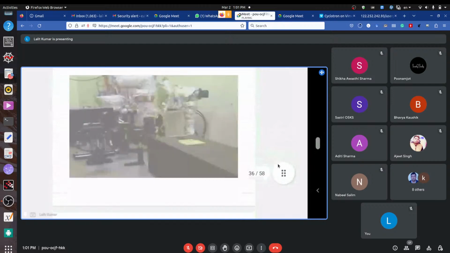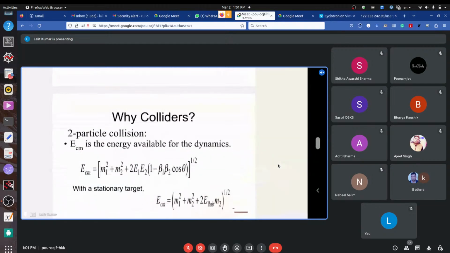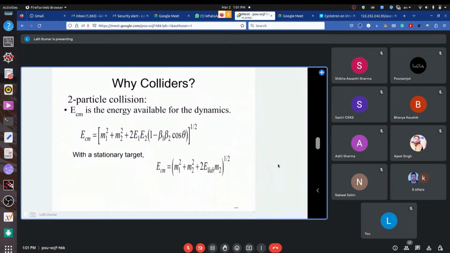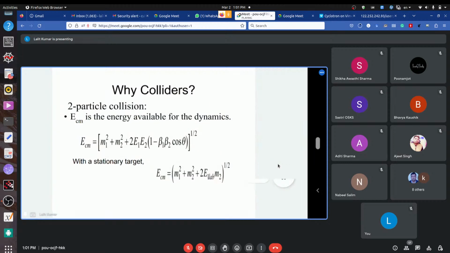So then, let's talk about the last topic, colliders. So why colliders? Think about this one. When you think about two-particle collisions, what is important for you? If you're a physicist, what is it you're asking for? You want the center of mass energy. That's what you're interested in. You don't care about the lab energy, in fact.